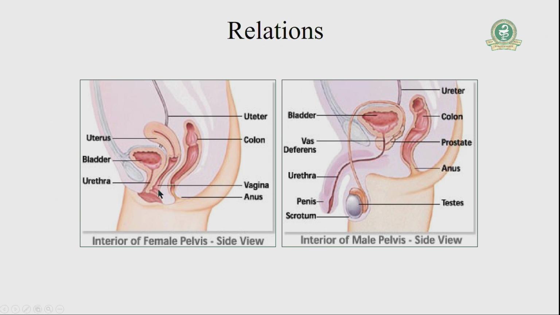Relationship. This is the female bladder and this is the male bladder. The female bladder lies above the urethra and in front of the vagina and rectum. In the male pelvis we can see the same, but the male bladder lies higher in the pelvis than in the female.